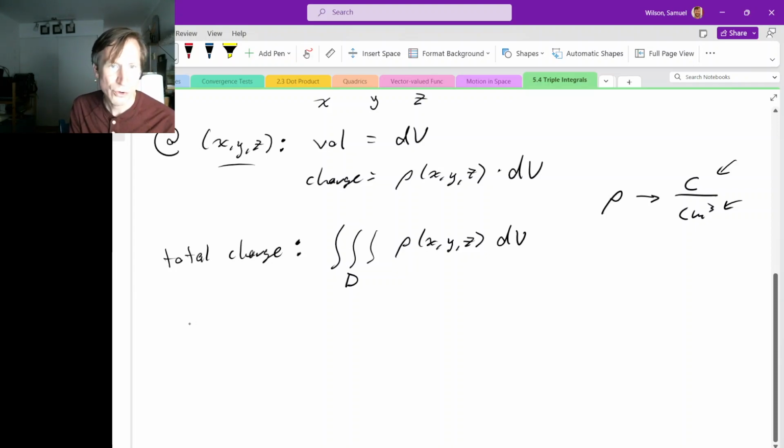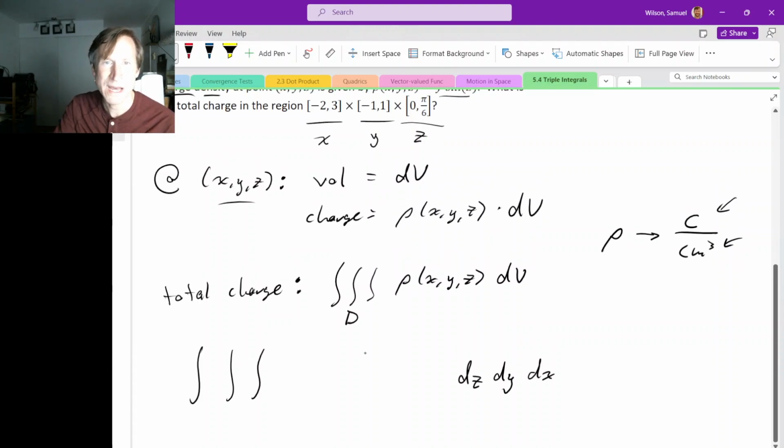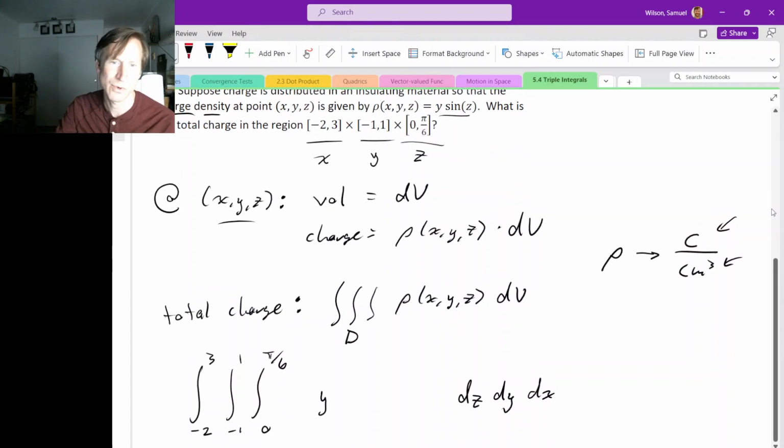Okay, so let's write this all out. We can choose any order we want. I don't know what order to do, so for variety, let's do things in the opposite order from last time: dx on the outside, then dy in the middle, and then dz on the inside. So our bounds are going to be -2 to 3 in the x direction, -1 to 1 in the y direction, and 0 to pi over 6 in the z direction. And our density function was, I think, y sine z. Yes, y sine z.